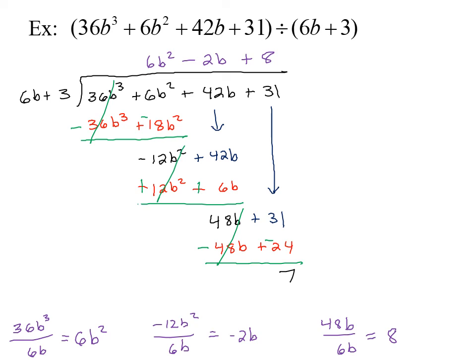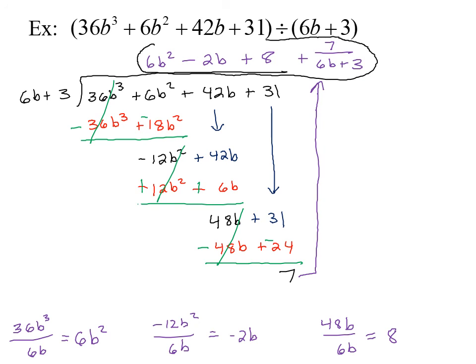That 7 is your remainder. And since it is a remainder, you have to take it and stick it back up here as part of your answer by doing that number divided by whatever you divided by. In our case, 6b plus 3. And this whole thing, oops, kind of went through the 6 there. This whole thing is then your answer. All of this, including the remainder part.